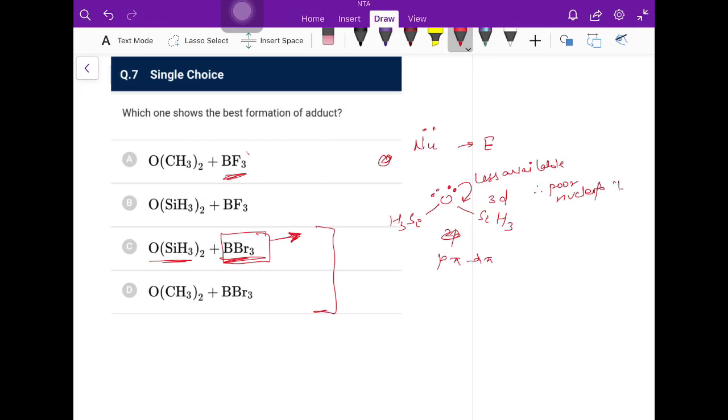But with carbon, because carbon does not have any 3d orbital, the lone pair of oxygen is not donated to carbon, and oxygen will act as a good nucleophile here. So this is a good nucleophile, this is a good electrophile. The best formation of adduct will be in this case.